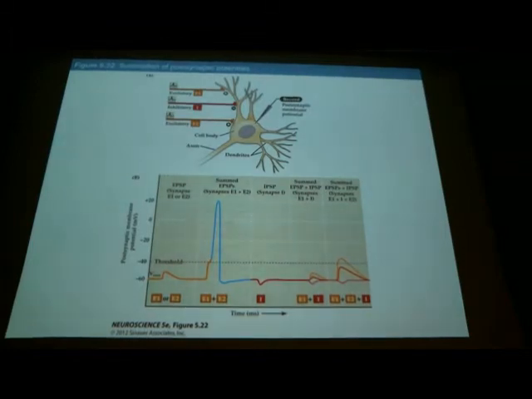Yes? So that's the difference between a graded potential and the action potential, correct? The graded potential is what's coming in, and then at the summation point, if it hits the threshold, you can have an action potential. Right. But you're still going to have a change in potential in the dendrites.